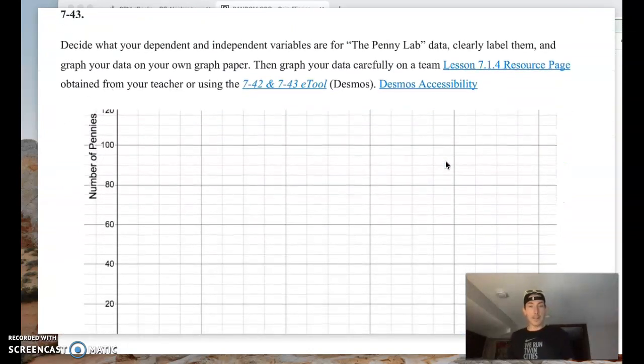Decide what our independent and dependent variables are for the pennies lab. Clearly label them and graph your data on your graph paper. Then carefully... on the resource page from your teacher. We're not going to be using the resource page. We are going to be using this e-tool that's in our book, and we are going to be graphing here.